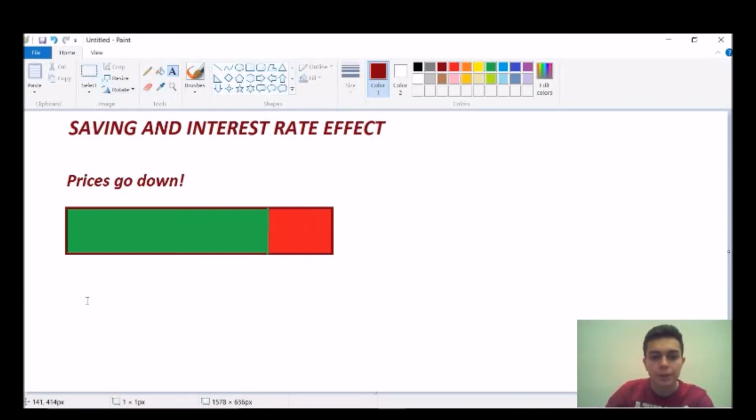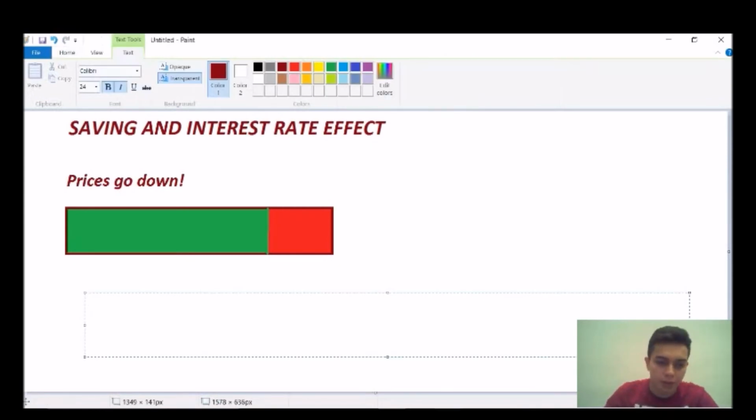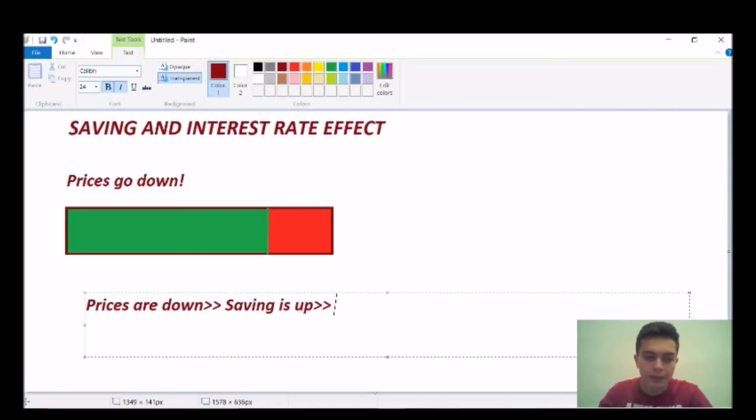So when you have an increase in savings, all other things equal, when prices go down, savings go up, which means that the supply of lenders, or money to be lent, goes up. And if you increase the supply of money that can be lent, the price of borrowing the money will go down. Another way to think about it, interest rates will go down.